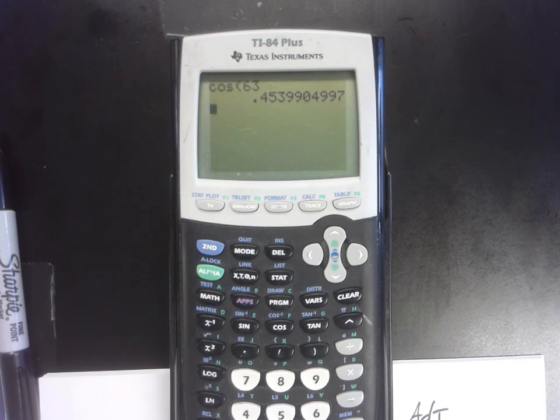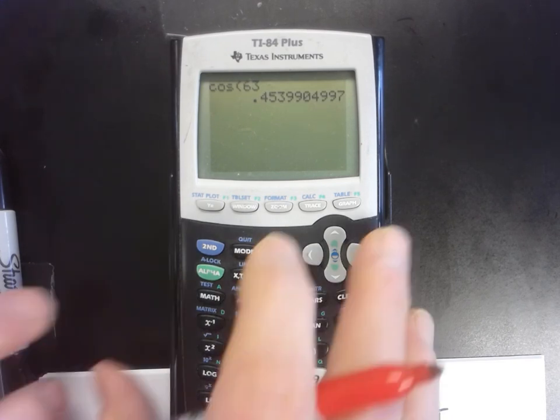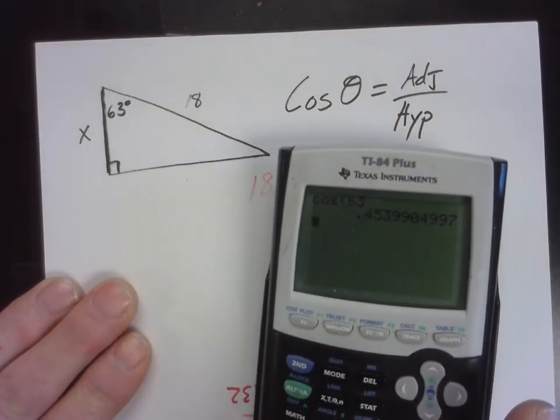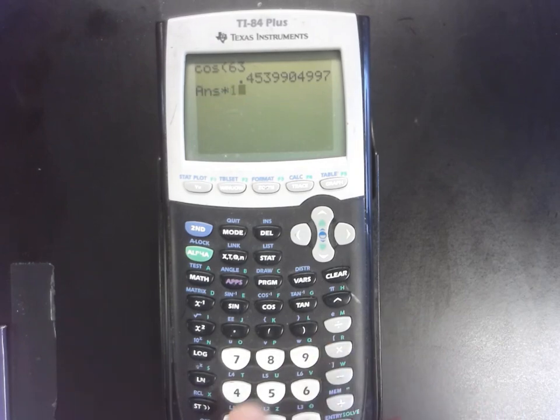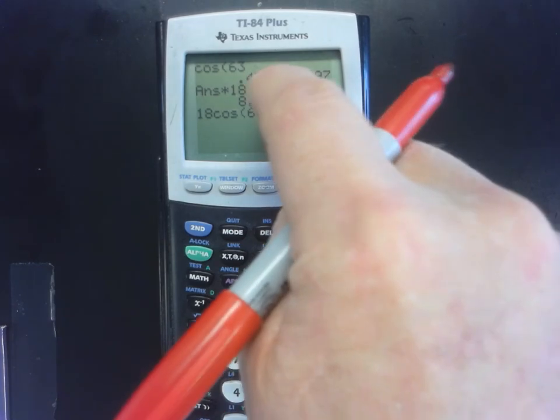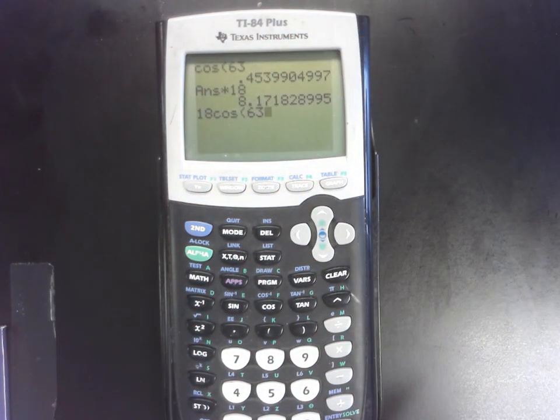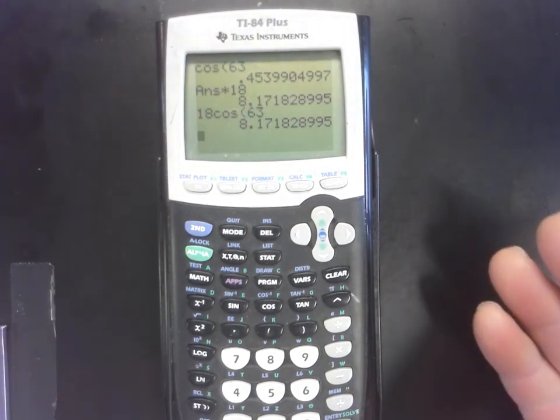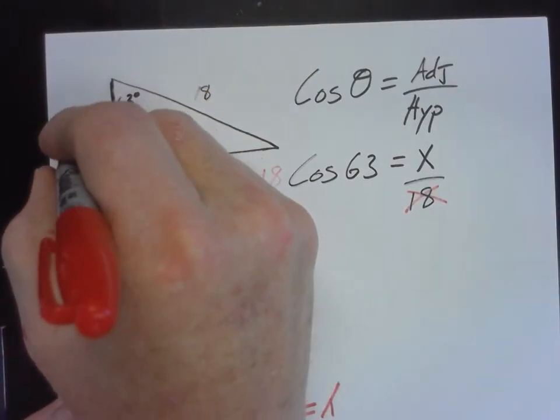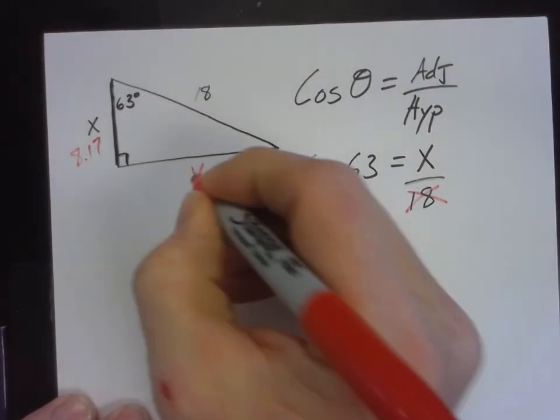Yeah, that's the same as the sine of 27. The cosine and the sine are inverse functions. I've got to get a different table that shows you. You might have to write this one out. Anyway, all your calculator's doing is taking 18 times that number right there. So when you say 18 cosine 63, your calculator's just taking the cosine of 63 degrees, which is 0.545399, and multiplying it by 18, and it comes out to be about 8.17. So 8.17.